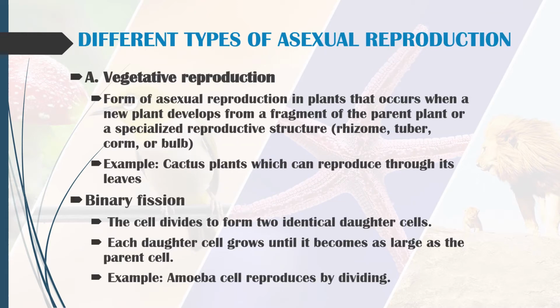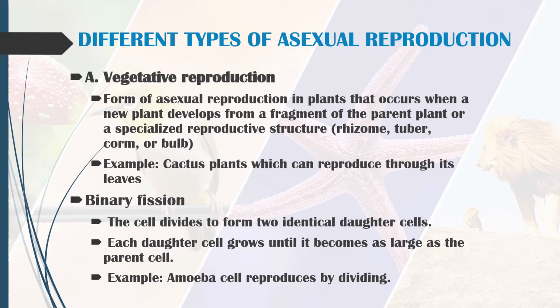Okay, we have different types of asexual reproduction. We have first vegetative reproduction. So this is a form of asexual reproduction in plants that occurs when a new plant develops from a fragment of a parent plant or a specialized reproductive structure. So for example, we have rhizome, tuber, corm, and bulb. So I know that you have learned this in your previous grade levels, like in your grade 5 to grade 6 levels, right? I know that you're very familiar with rhizome.